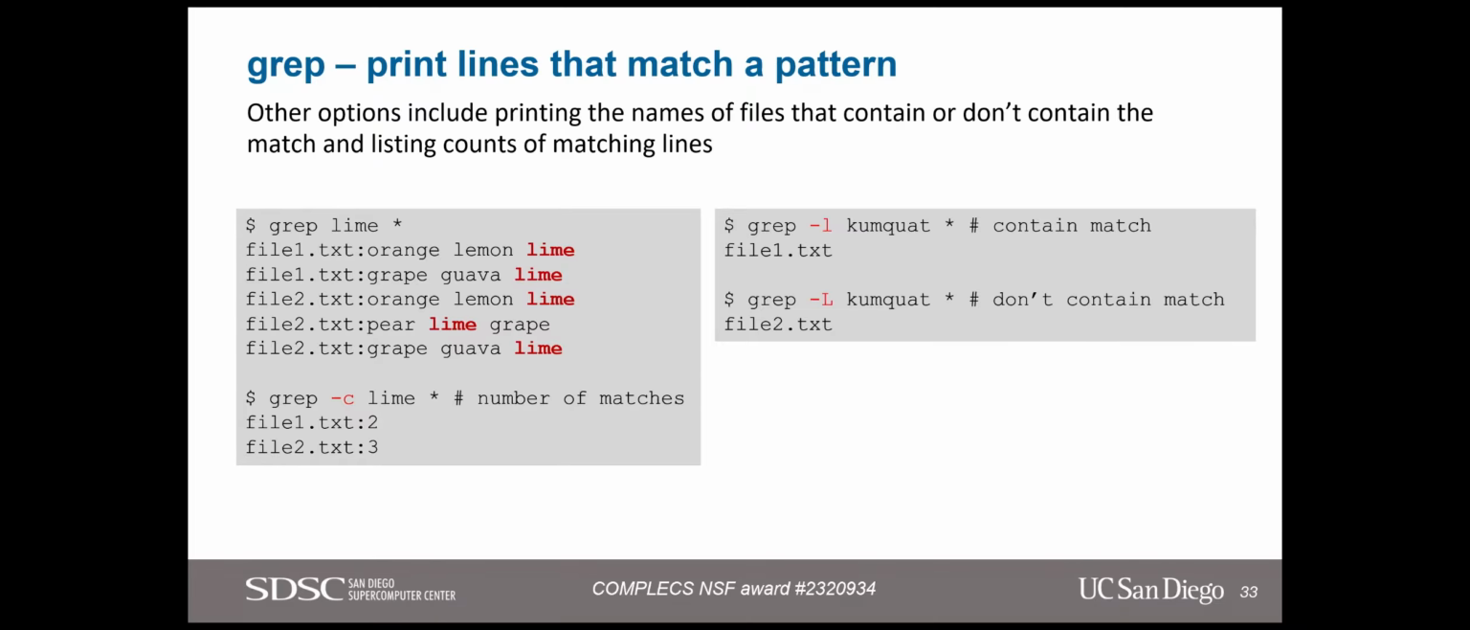So we can use the -l option, grep for kumquat, and it'll return a list of all the files that kumquat is in. If we use the -L, it will return a list of all the files that kumquat is not in.